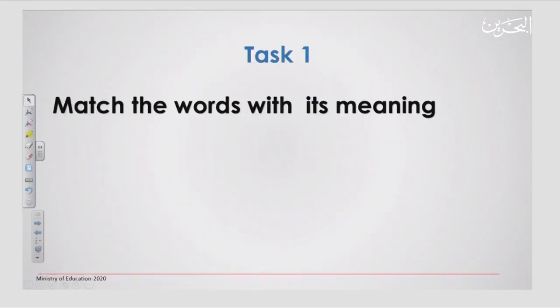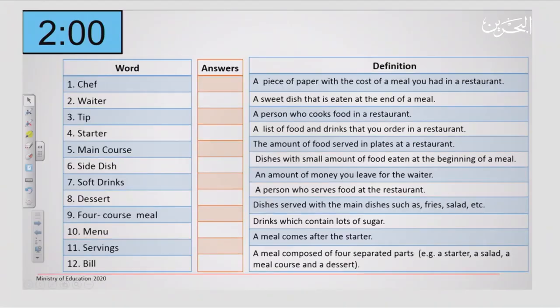Now, remember the picture that I showed you in the beginning. In addition to that, I want you to have a paper with a pencil, as I'm going to present a number of words with its definitions. Try to match them. I'll give you 2 minutes. Start.